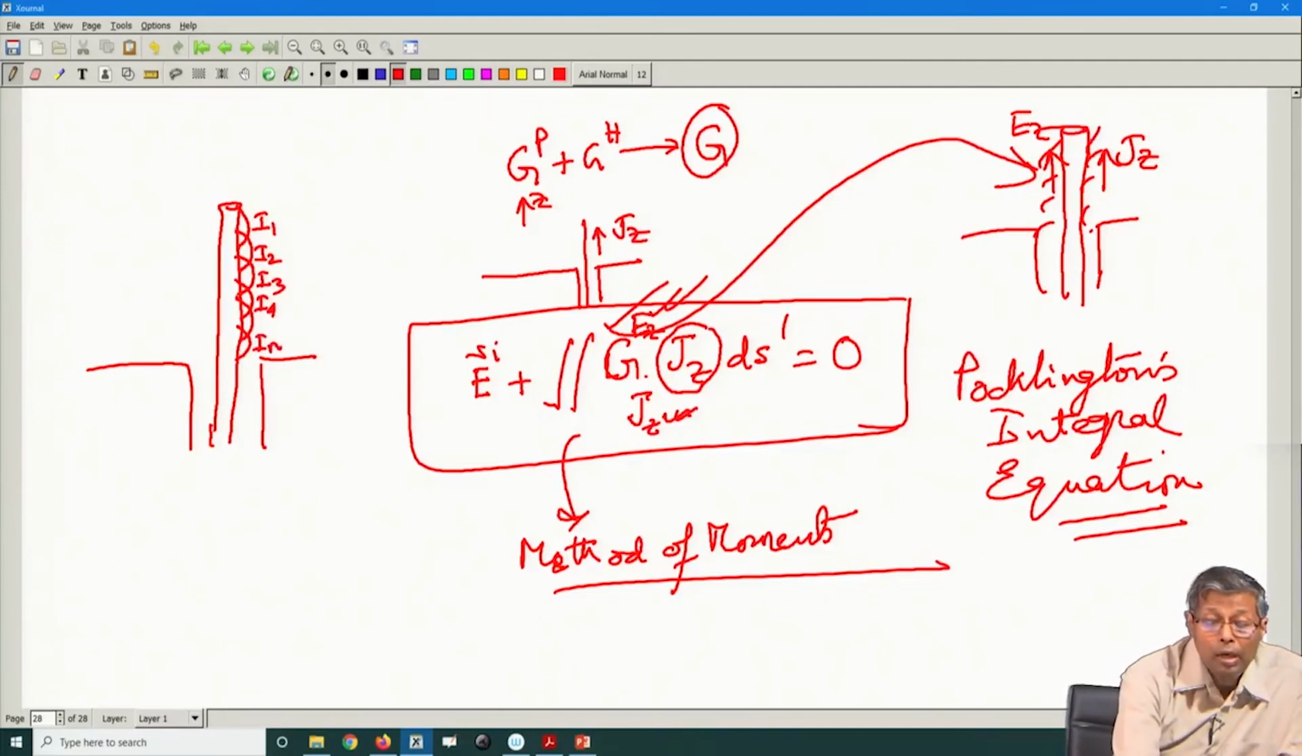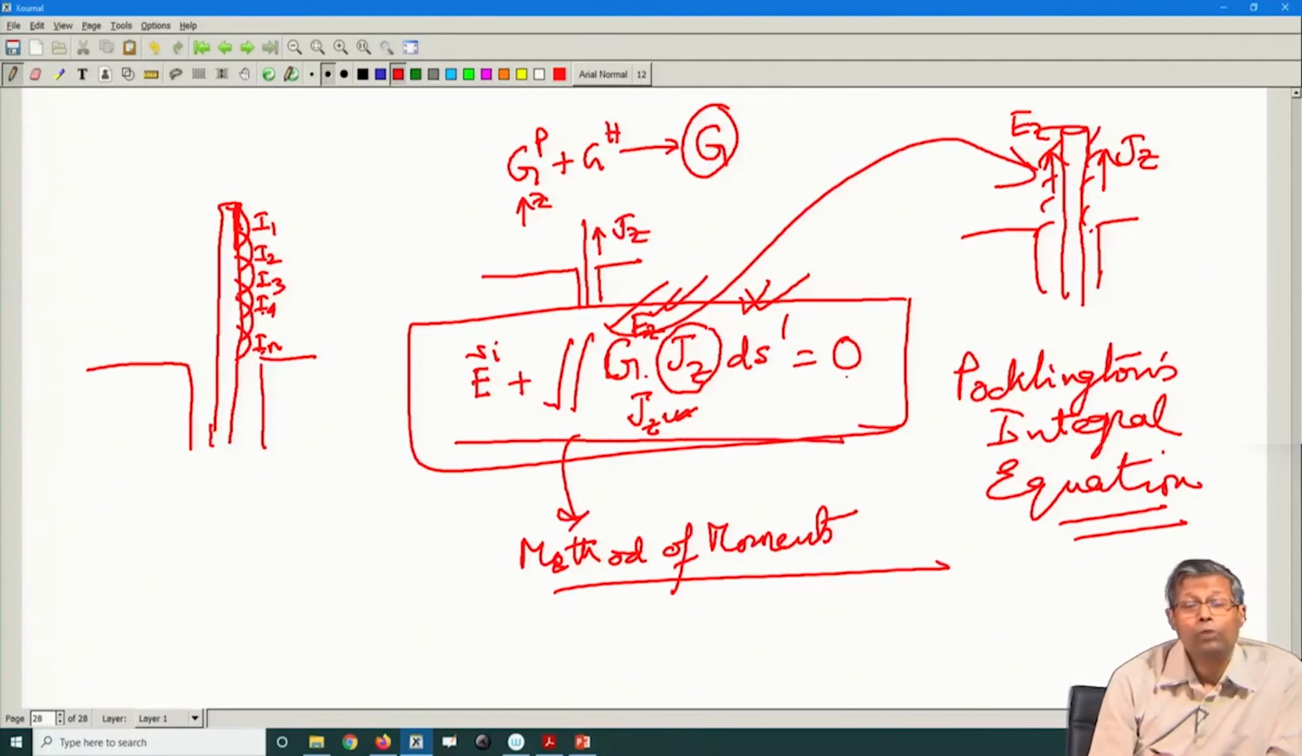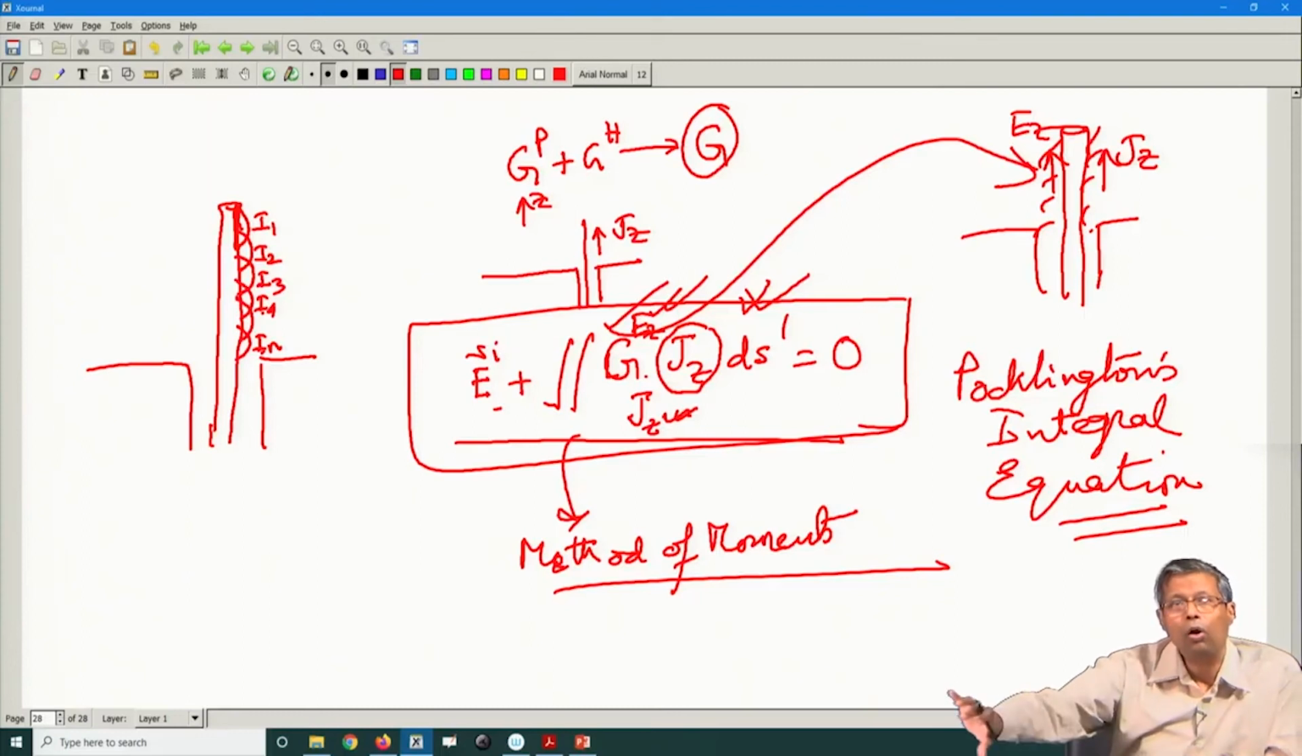By applying the Pocklington's integral equation over each subsection. So, for this subsection, for example, the current I 1, the electric field due to the current I 1 plus the electric field due to the current I 2 plus the electric field due to the current I 3 plus due to I 4 plus the electric field due to the current I n is going to be 0 added with the incident field. This will give me the first row of the equation.